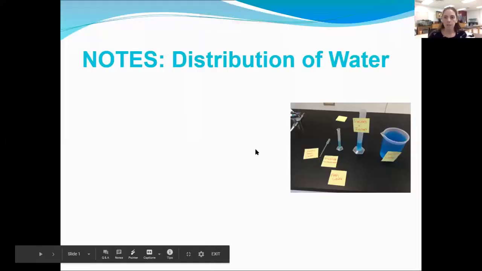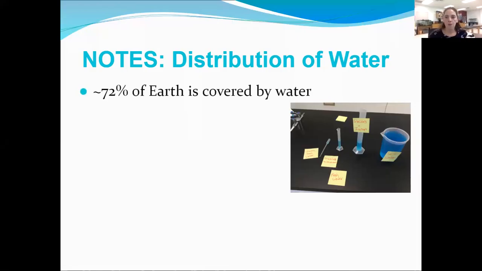So our notes on the distribution of water. When we look at the surface area of our planet, if I were to have a globe, we would see that about 72% of the Earth is covered by water. That water, when we look at it by volume, can be split out first into salt water and fresh water.